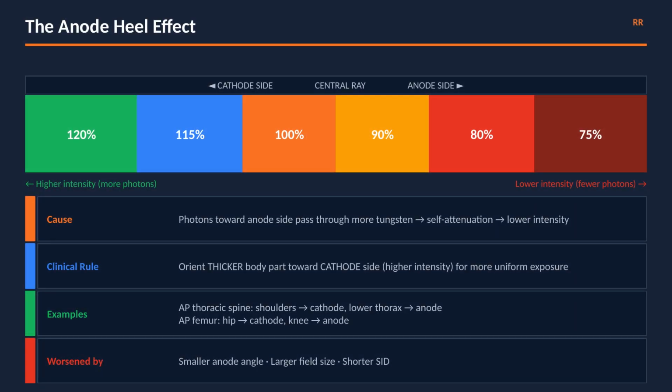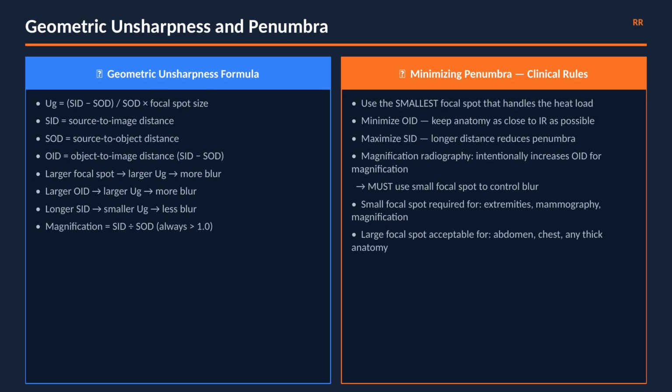The anode heel effect is one of the most clinically useful physics concepts in radiography. And it is directly tested. Geometric unsharpness, also called penumbra, is the blurred edge around a structure caused by focal spot size. The formula, UG equals OID divided by SOD, times focal spot size, where OID is object to image distance and SOD is source to object distance.